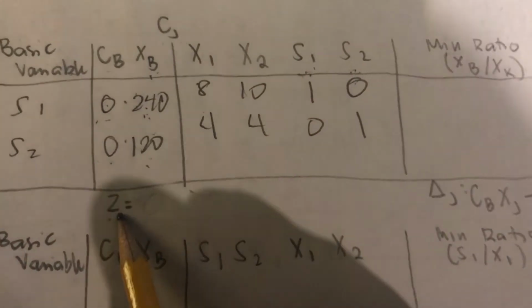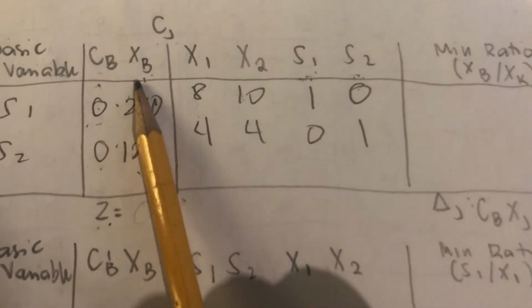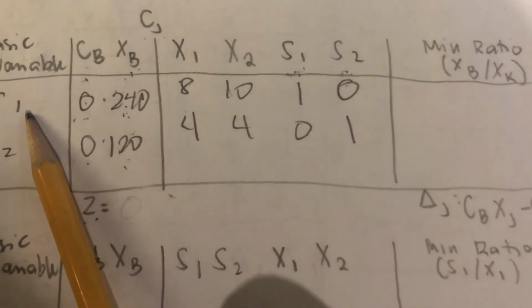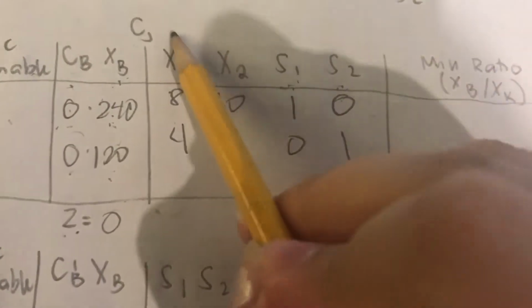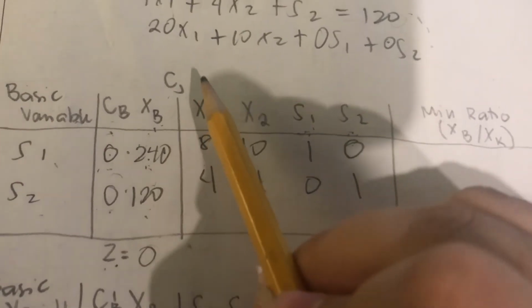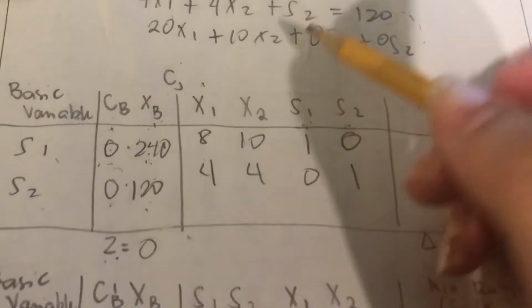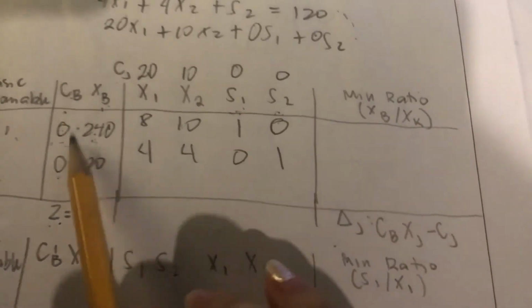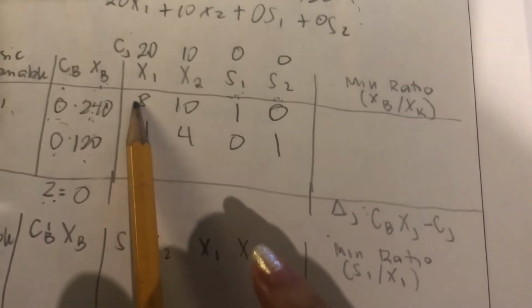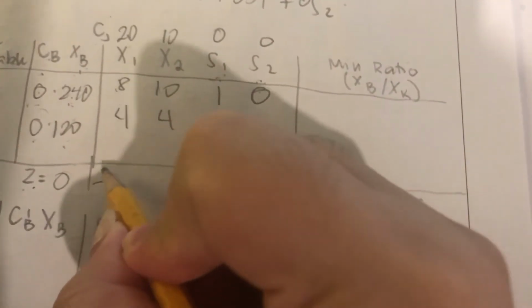For the z, to get the z, we need to multiply the CB and XB and add the s sub 1 and s sub 2. So 0 times 240 plus 0 times 120 equals 0. Now for the CJ, it is the coefficient of the new objective function. So 20, 10, 0, 0. So for the delta J, CB times XJ minus CJ, it will be negative 20, negative 10, 0, 0.